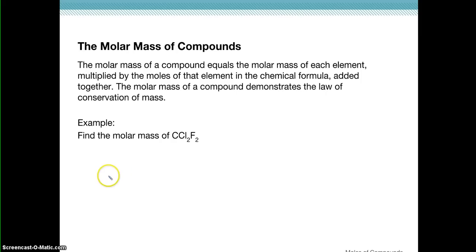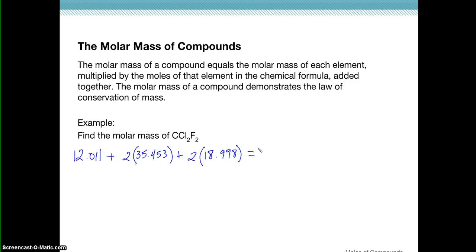So, look again at your periodic table. The mass of carbon is 12.011 grams per mole. And then we have 2 times the mass of chlorine, 35.453, and 2 times the mass of fluorine, 18.998. All right, so we add them all up.